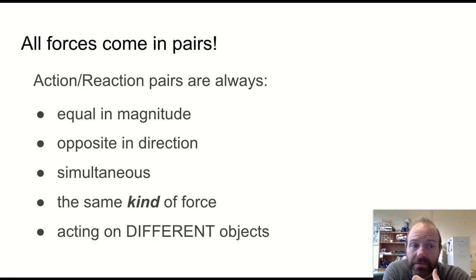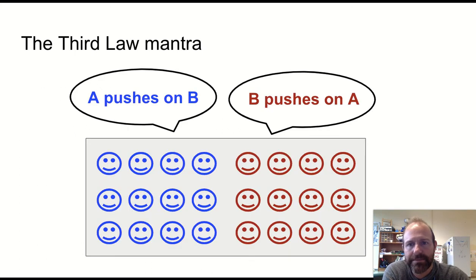They're the same kind of force, so they're either both tensions or both forces of gravity or both electromagnetic or something like that. And then they are acting on two different objects. And this is probably the most important piece to separate this from Newton's first and second law. In the first and second law, all we cared about was a single object, and the forces acting on it. In the third law, we're talking about interactions between multiple objects.